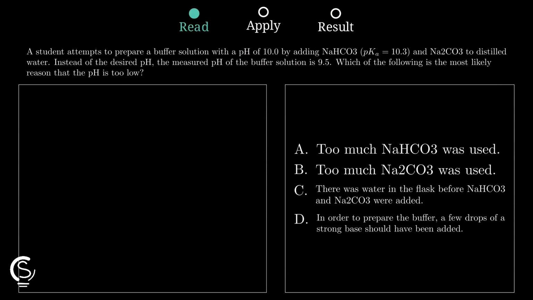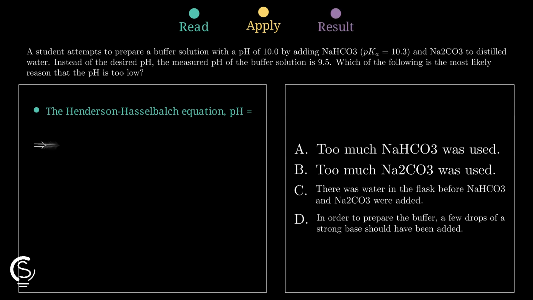Henderson-Hasselbalch: pH equals pKa plus log of base over acid. Here the target is 10.0 and the pKa is 10.3, so the base to acid ratio should be less than 1. For this buffer pair, HCO3- acts as the acid and CO3^2- acts as the base. That means adding more bicarbonate pulls the ratio down and lowers pH.